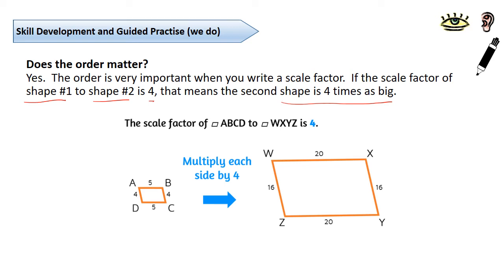If we were given parallelogram ABCD, we would have to scale it by a factor of 4. So we would multiply every single side by 4, times by 4, times by 4, times by 4, to produce parallelogram WXYZ. So the order is very important. The scale factor is a big number, so it is enlarging.